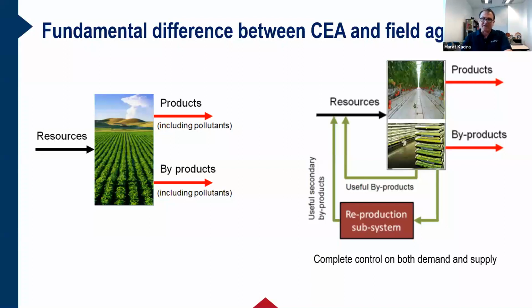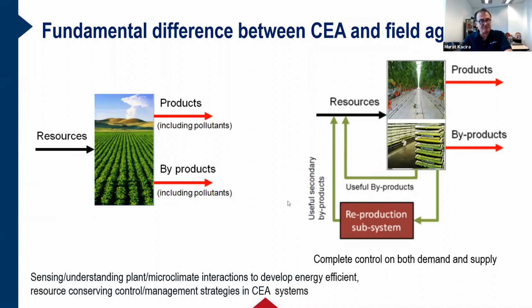The main advantage of controlled environment agriculture compared to field-based food production systems is that we have complete control on both demand and supply conditions. We can even recycle some of the outputs coming from the production system, and they can be recycled, reprocessed, and reutilized in a circular fashion. So that's the advantage of controlled environment agriculture. In order to achieve resource conservation, though, we will need to integrate sensing and understanding of the plant and microclimate interactions to develop energy efficient, resource efficient control and management strategies in controlled environment agriculture systems.